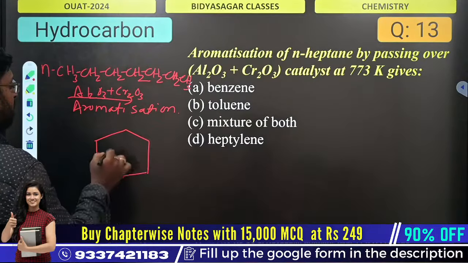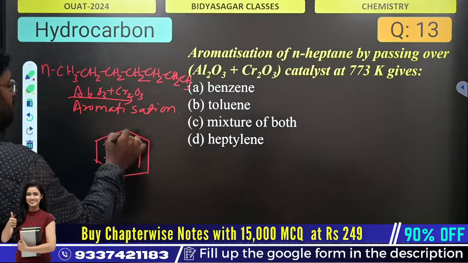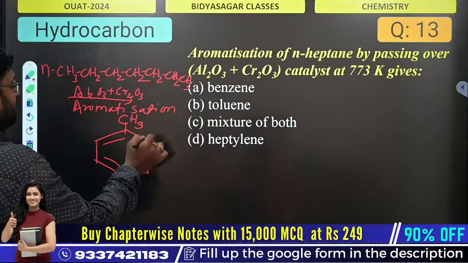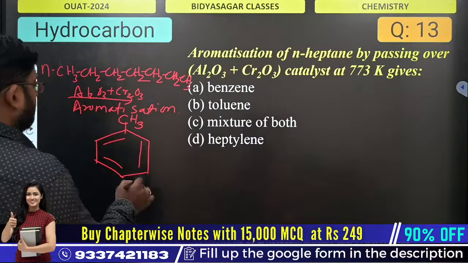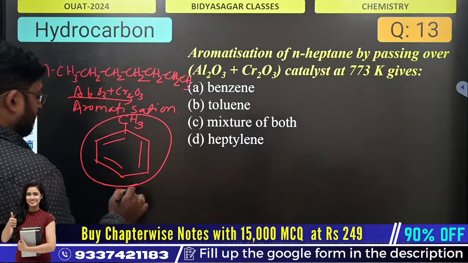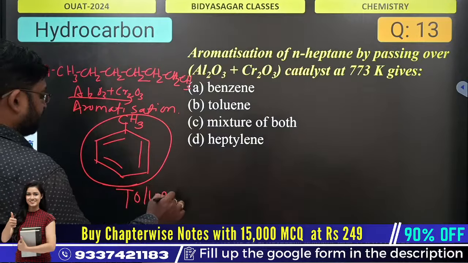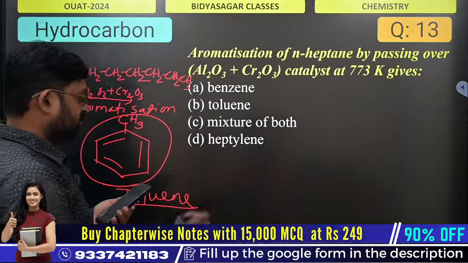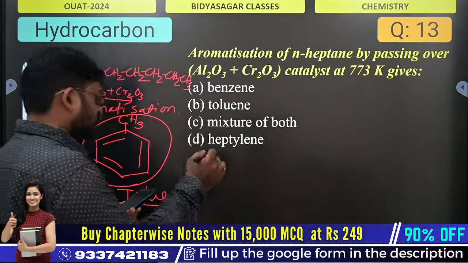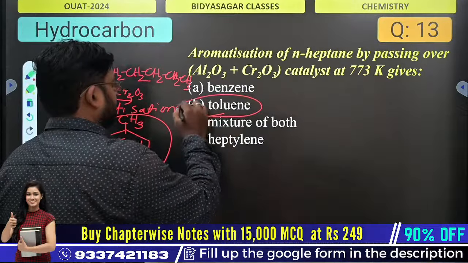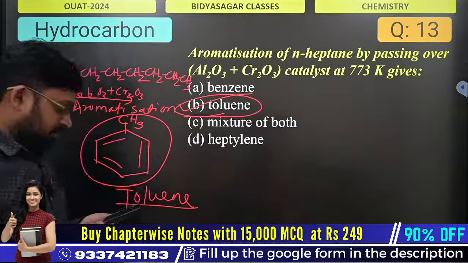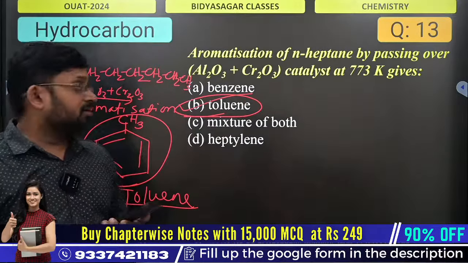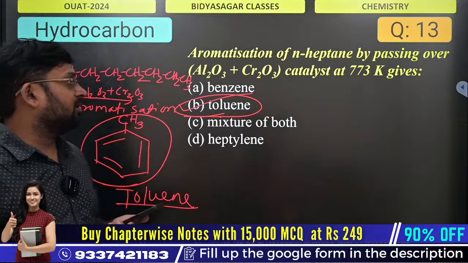So toluene has 7 carbon atoms. It undergoes aromatization to give the aromatic ring. 7 carbon atoms are there, so it will give the toluene. So toluene is the correct answer, right? Very good. Very nice. So B is the correct answer.